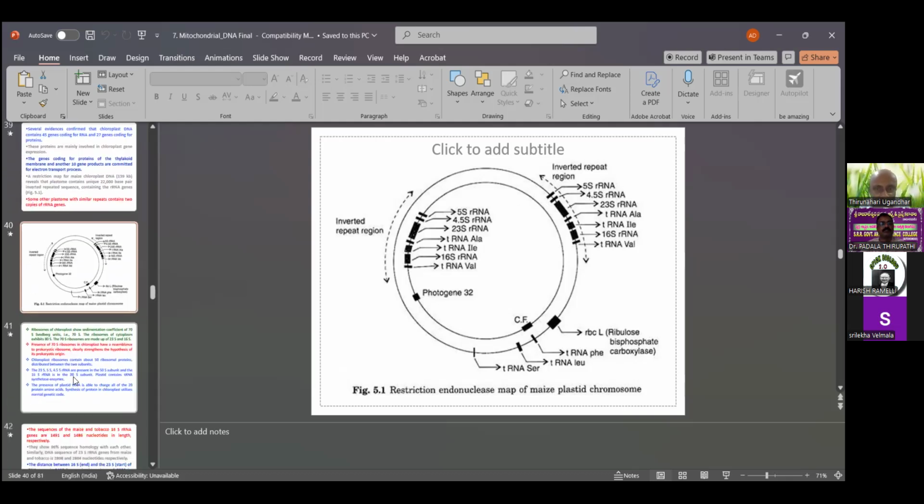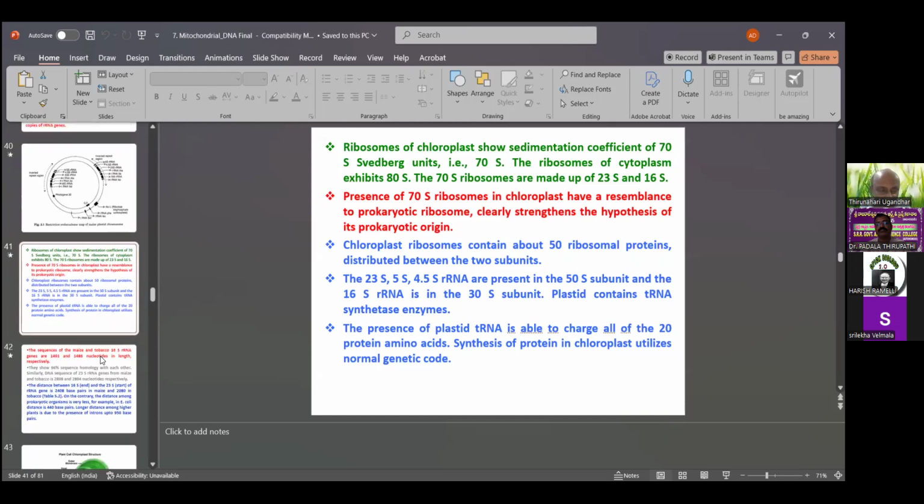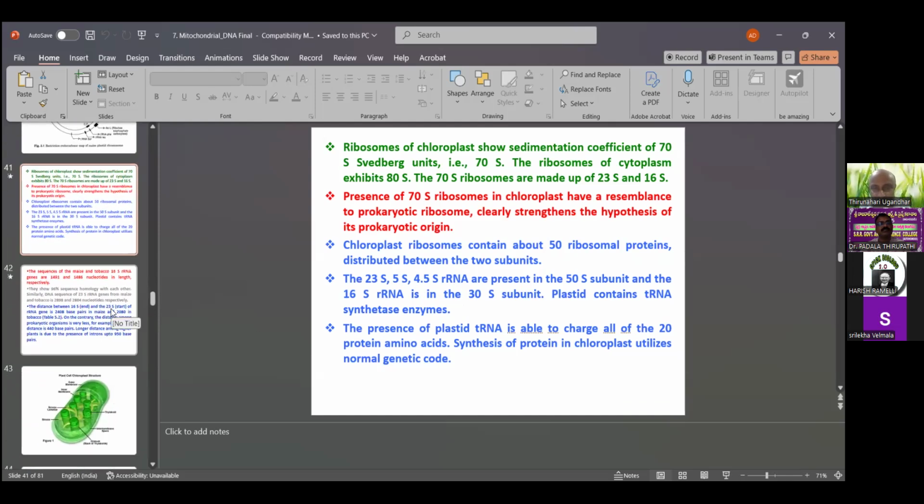Ribosomes in chloroplasts differ in number and type, and 70S ribosomes or 80S ribosomes, with 23S and 16S Svedberg units, are present. The chloroplast ribosome contains about 50 ribosomal proteins distributed between the two subunits. 23S, 5S, 4.5S: these are all studied in the structure of the chloroplast.